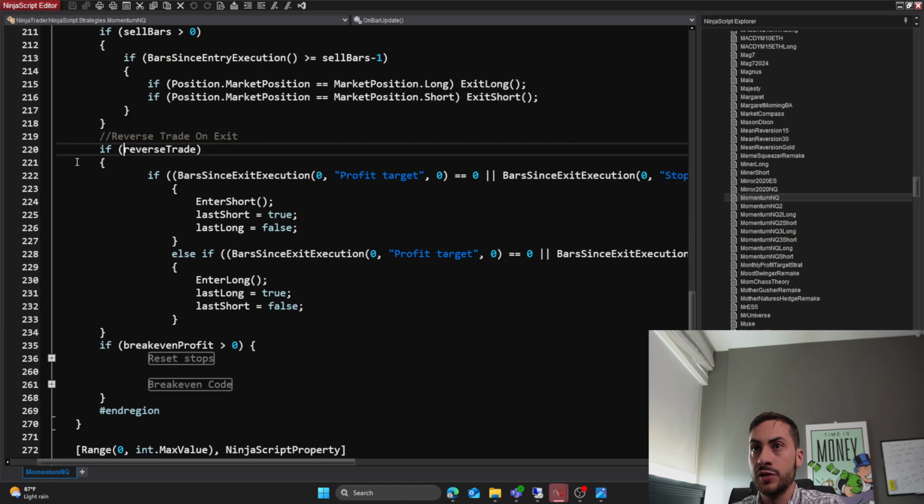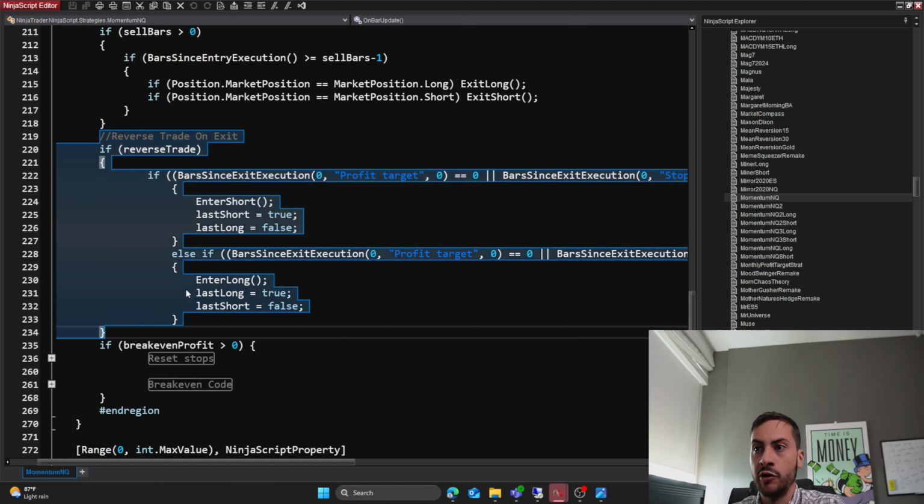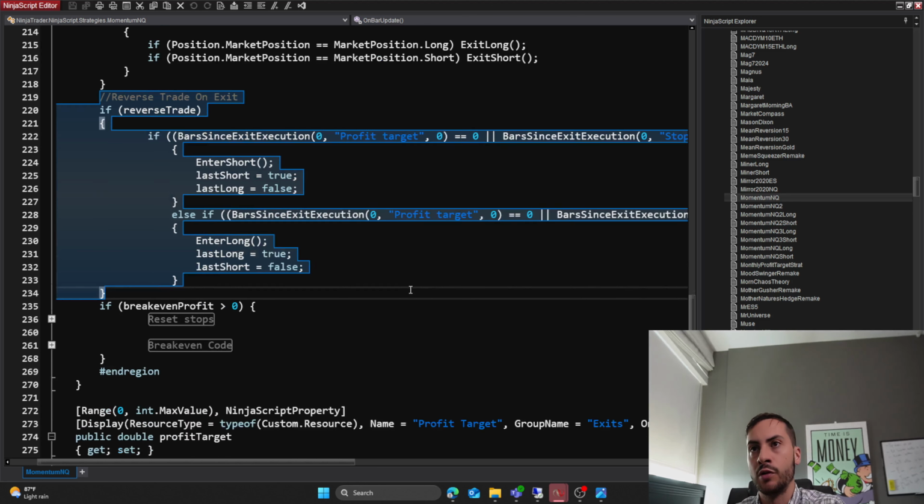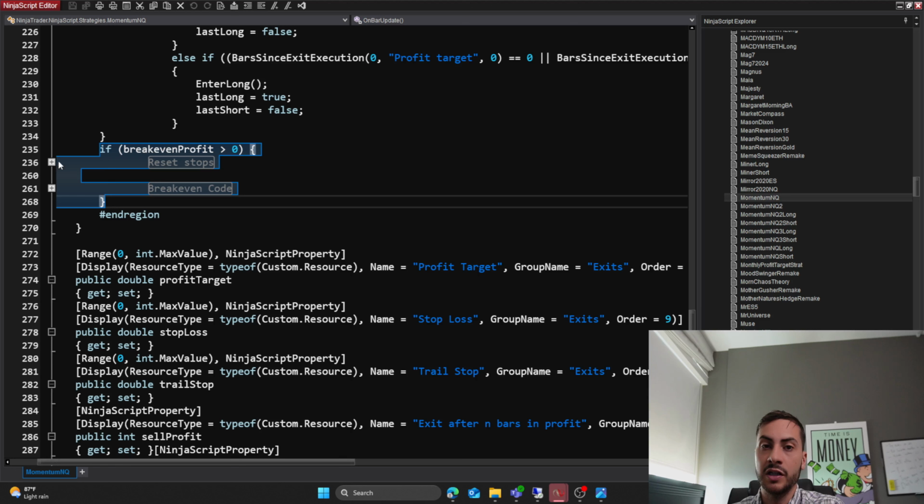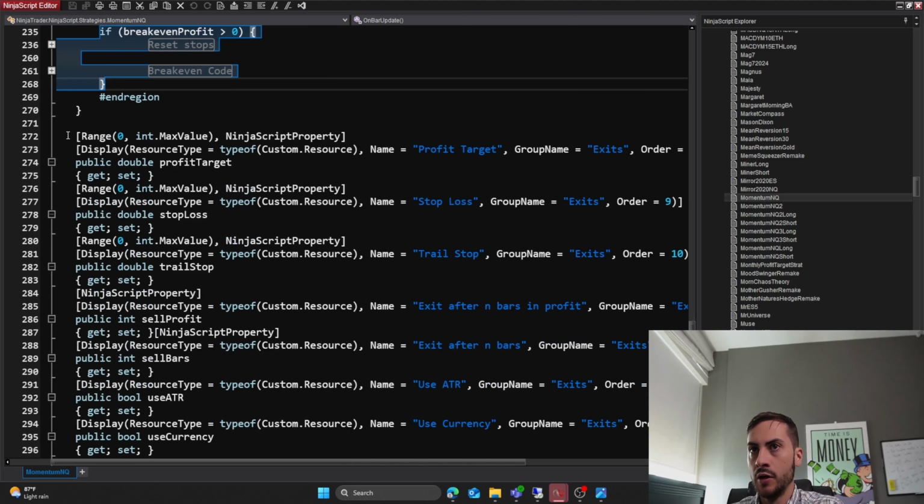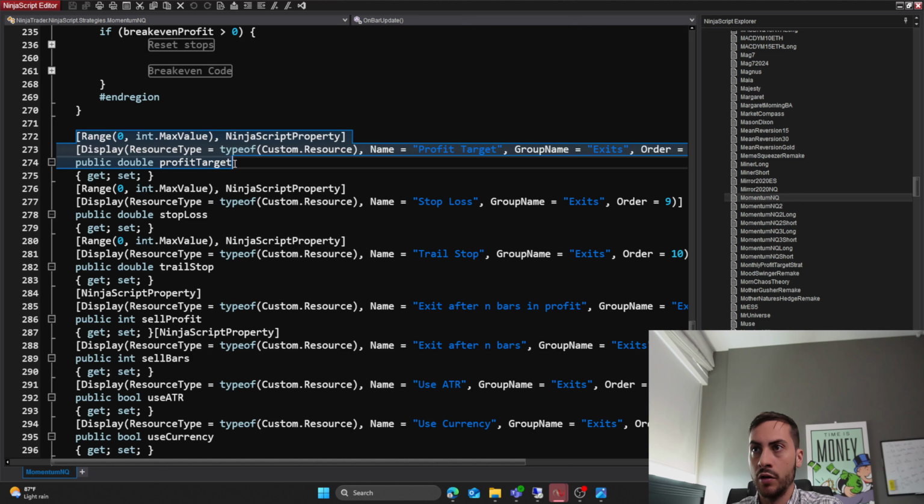This is false. I think I'll make a separate YouTube video on this. So this would be like reversing if you hit a profit target or stop loss. Break even profit, this is not being used. So this would be setting a break even. Okay, and then we have all of our properties.